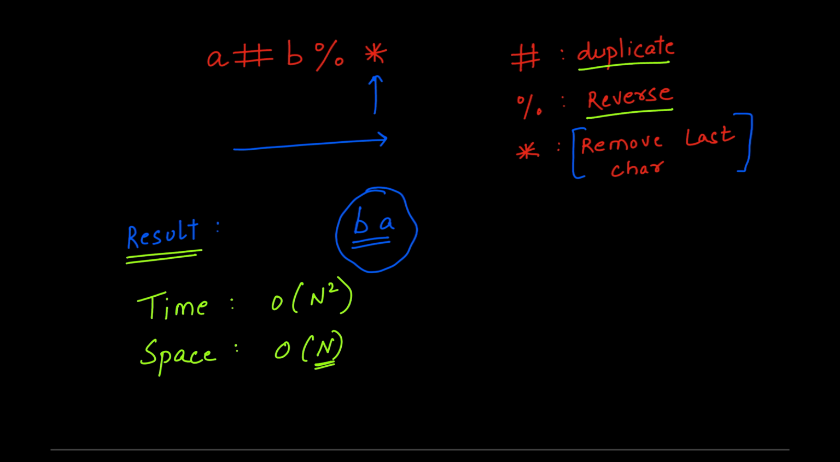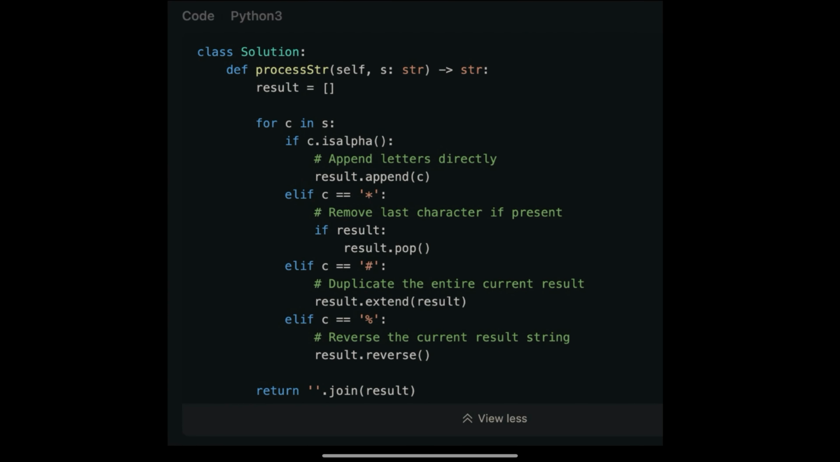Let me show you how we can implement this using Python. In this Python implementation, I start by initializing my results variable, which is an array. After that, I am starting a for loop to iterate through all of the characters in the string S. Inside this for loop, the first check is to verify if the character is an alphabet. If yes, then I am simply appending it to my results variable. If not, then the next check is to verify if it is an asterisk. If yes, it means I need to remove the last character. The first thing is to verify if there is at least one character in the results. If yes, then I am popping out the last character that was added.